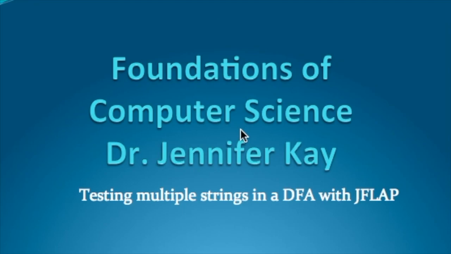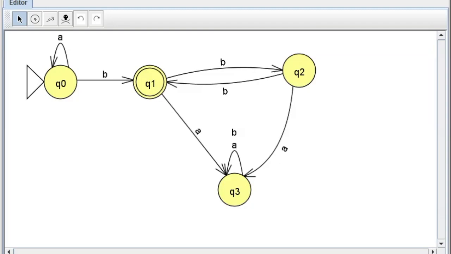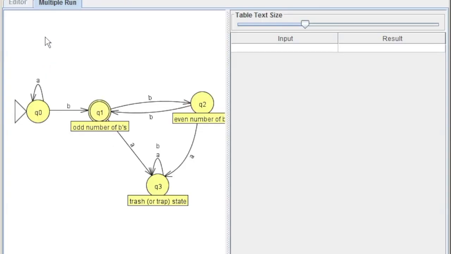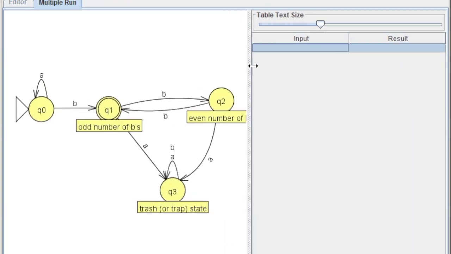Now here's something with JFLAP you're going to find incredibly useful. The last feature that I want to show you is a feature where you can test a whole bunch of input strings on a DFA all at once. So we're going to go back to that input menu again, and we're going to select multiple run. And now you can just type a whole bunch of options here.